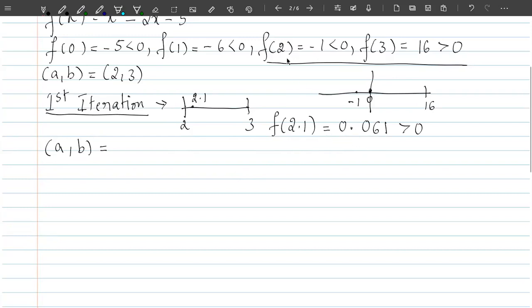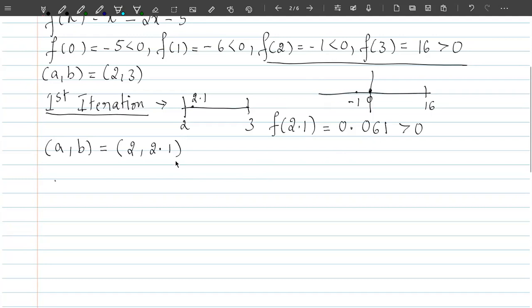0.061. So now for f of 2, you have negative sign here, and for f of 2.1, you have positive sign here. So first condition is true. And also you can see that the difference between 2.1 and 2 is small enough. So what we do is we make our new interval as 2, 2.1. So now that says that the required answer lies between these two numbers.